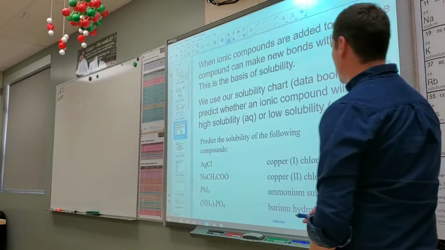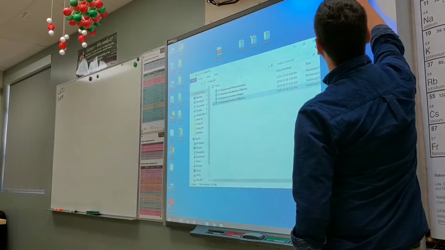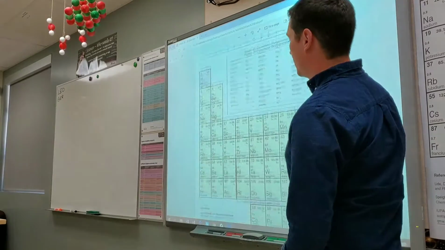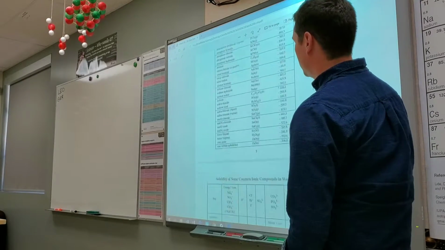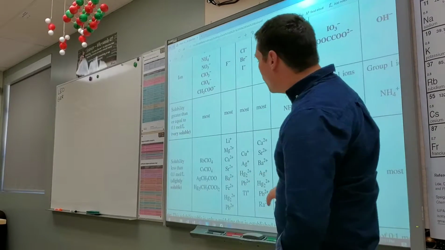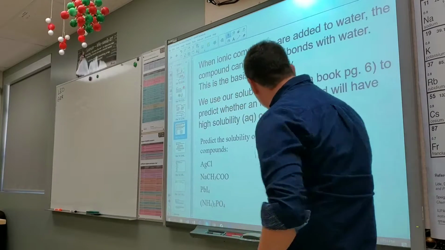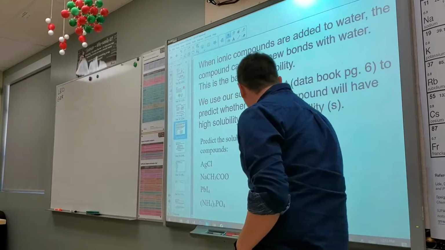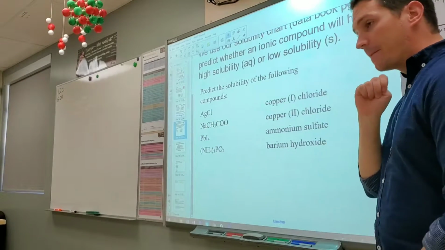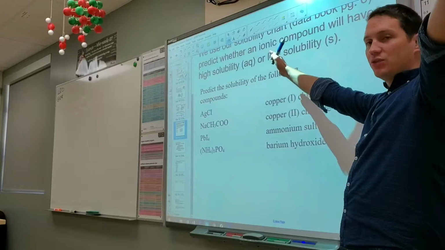So we use our solubility chart, data booklet, page 6. I'd like you to break that out for me, please. We've already used the solubility chart, so this shouldn't be that big of a deal. What I want you to do, do we need to do any practice together, or can I let you loose on these problems? Do we want to do one together? Let's do one of them, okay?